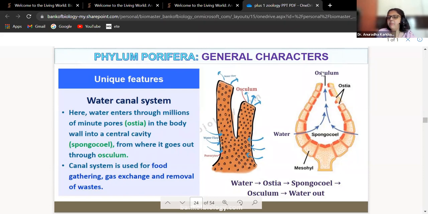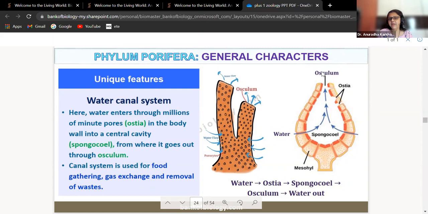Porous is exactly why they are called Porifera. Okay. So the water will enter through the ostia, reach the cavity called the spongocoel. From the spongocoel, the water will be drained out through the osculum and come out into the water body. Did you all understand?